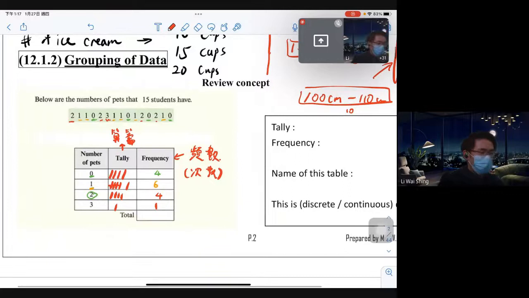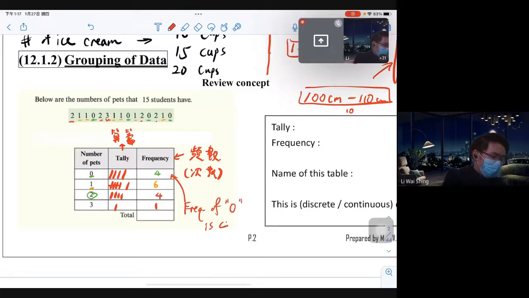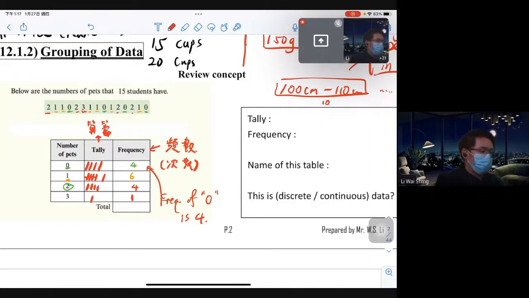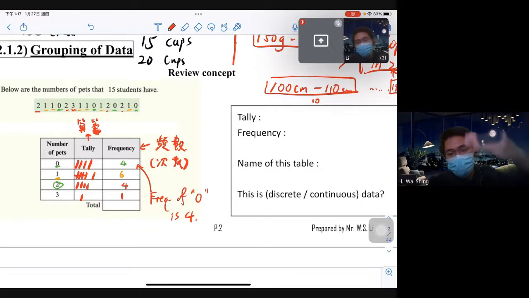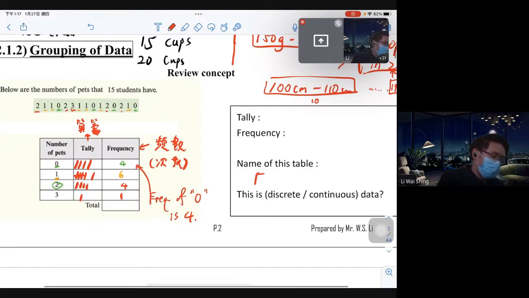So number 0 appears for 4 times. The frequency of 0 is 4. Okay, Tally, I've written down the name 算籌, frequency 次數. Name of this table: the table that shows you the frequency is called what? Yeah, frequency table. Very good. Such a genius.